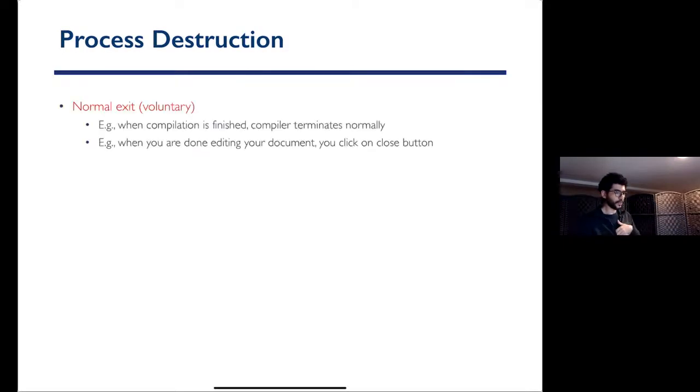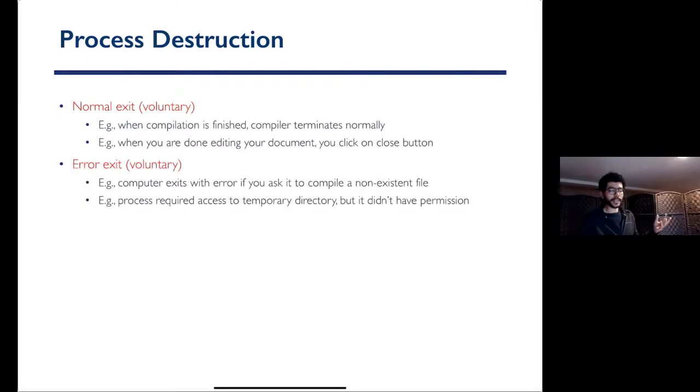Process destruction, normal exit. You compile a code and then your compiler finishes. Good, normal exit. Error exit in a voluntary way. For example, you tell your compiler to compile a non-existent file, and the compiler voluntarily exits and tells you, are you kidding me? There was no file, right?